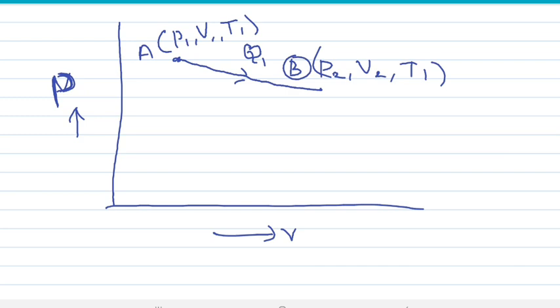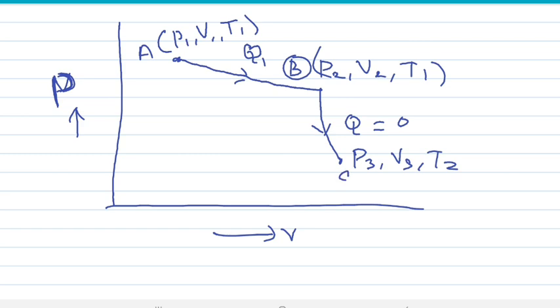Next, it is undergoing adiabatic expansion. In this process, temperature changes, volume changes, and pressure also changes. Pressure becomes P3, volume becomes V3, temperature becomes T2. But here no heat is supplied, so heat is equal to 0. Okay, next one, and it reaches stage C.